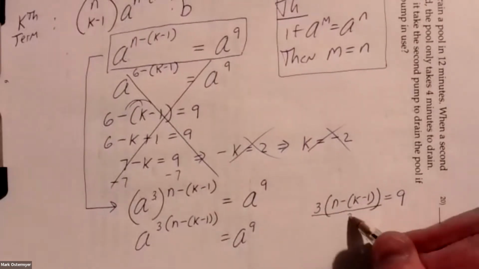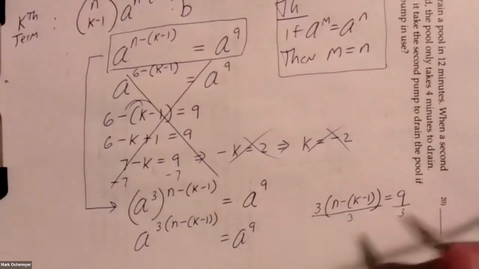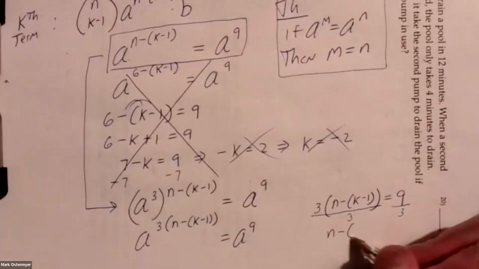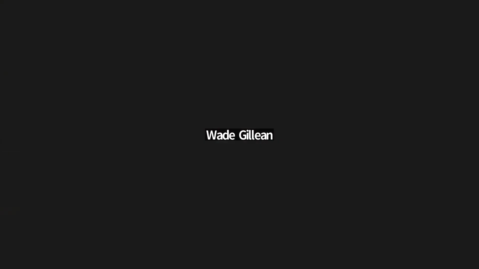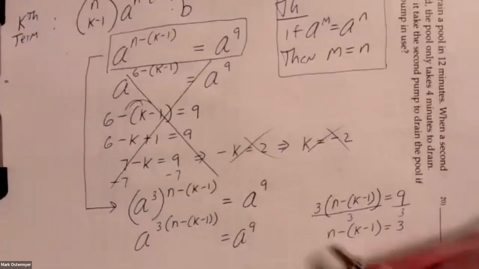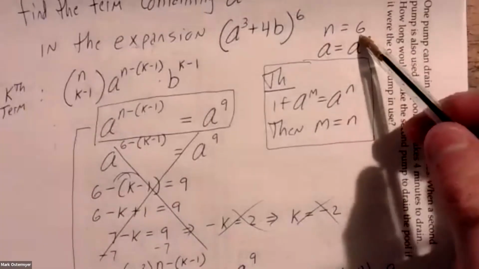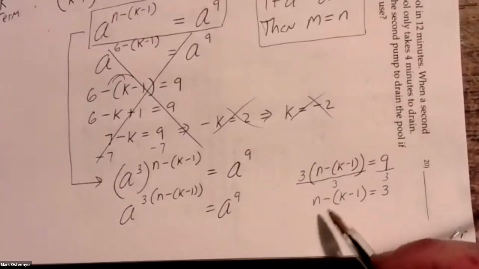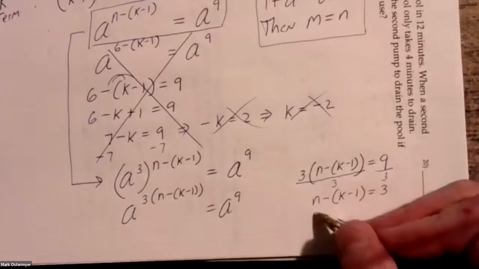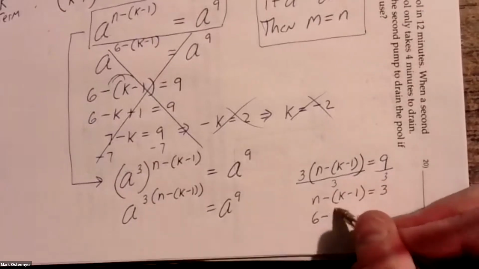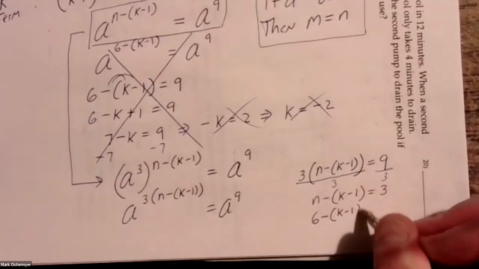I'm going to divide both sides by 3 first to knock this 3 out. Therefore, I'll have n minus quantity k minus 1. Should you replace n with 6? Yes, n should be replaced with 6 also. That is correct, because we're raising our binomial to the 6th power here. Whether you do it at the beginning or later is up to you, but eventually it has to go in there. So we've got 6 minus quantity k minus 1 equals 3.